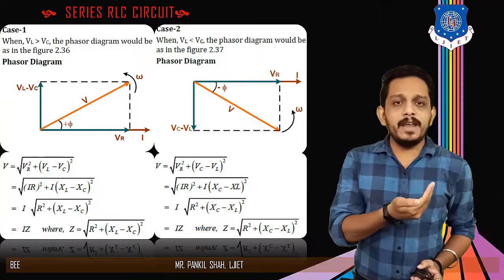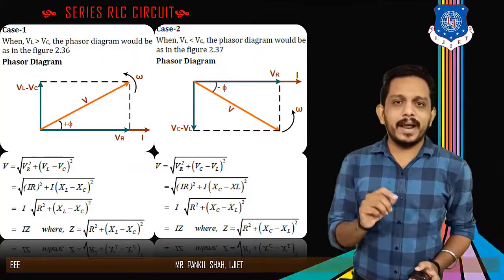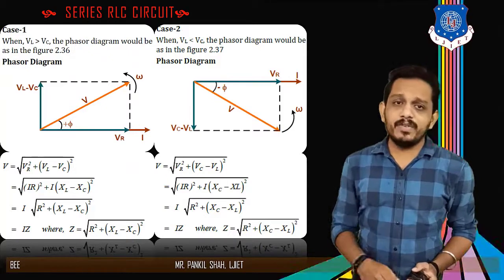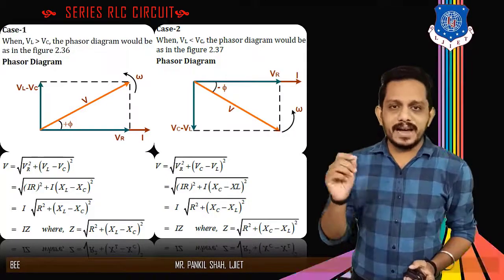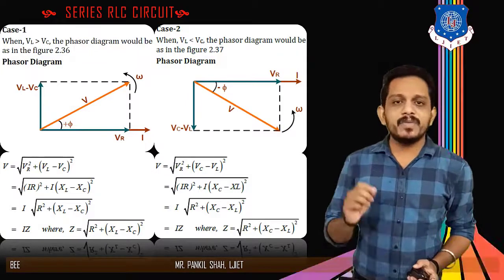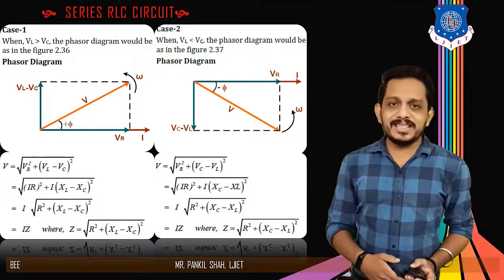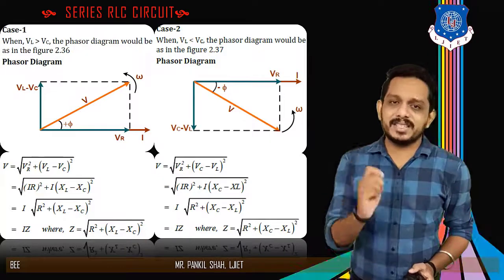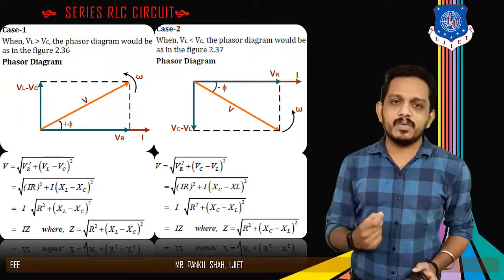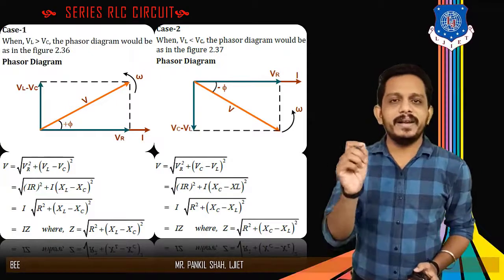Now I squared can be made common from that bracket, so the equation will be the square root of I squared R squared plus I squared (XL minus XC) squared. If we take I squared common from both terms, it will be the square root of I squared times (R squared plus (XL minus XC) squared). If this I squared is taken out of the square root, then V is equal to I times the square root of R squared plus (XL minus XC) squared. According to Ohm's law, V is equal to IZ, where Z is the impedance of this series RLC circuit, and Z is equal to the square root of R squared plus (XL minus XC) squared. So this was all about the phasor diagram in the case of VL greater than VC.